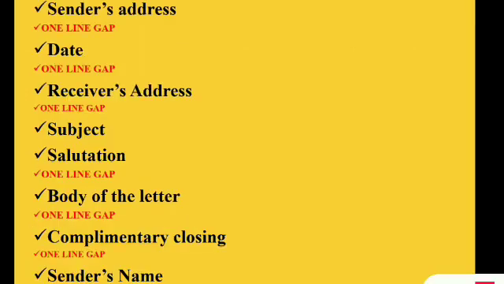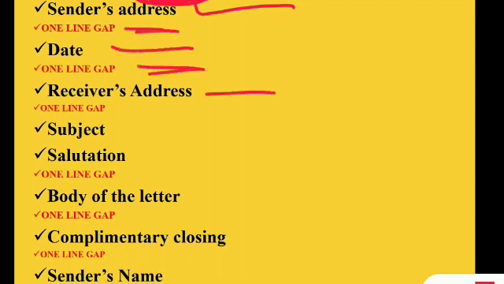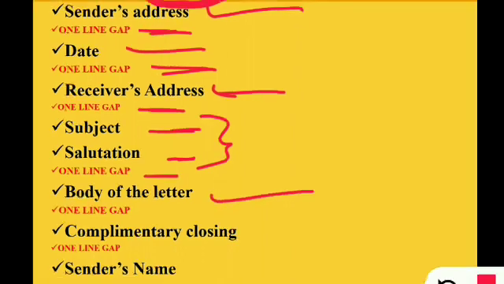Let's move towards the format of the letter. Here, you all have to follow the formal letter format, okay, which we have already done in business letters and official letters. Here, at first you will mention the sender's address. You will give one line gap, date, one line gap again, receiver's address, then comes a gap again, subject and salutation. Here, space is not required. Then you will give a gap again, body of the letter, complimentary close and sender's address.